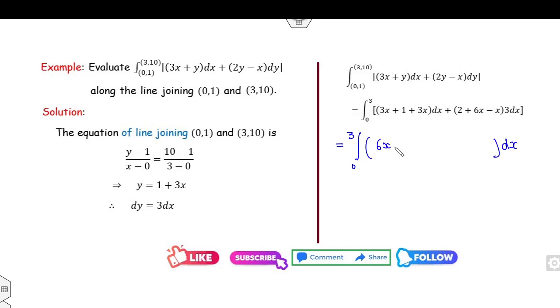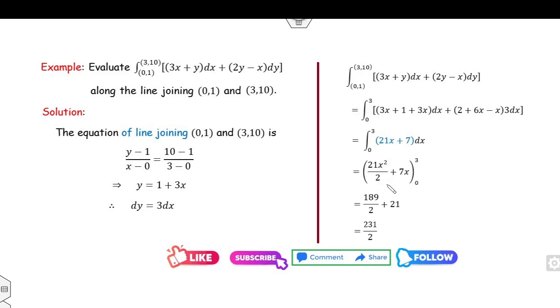It's 6x plus 1. This is my 2 into 3, 6. This is my 5x, 15x. So it is 21x plus 7 from 0 to 3. Can you integrate them? 21x square by 2 plus 7x from 0 to 3. And the rest of the part you can do easily. Your answer will be 231 divided by 2, which is the right answer.